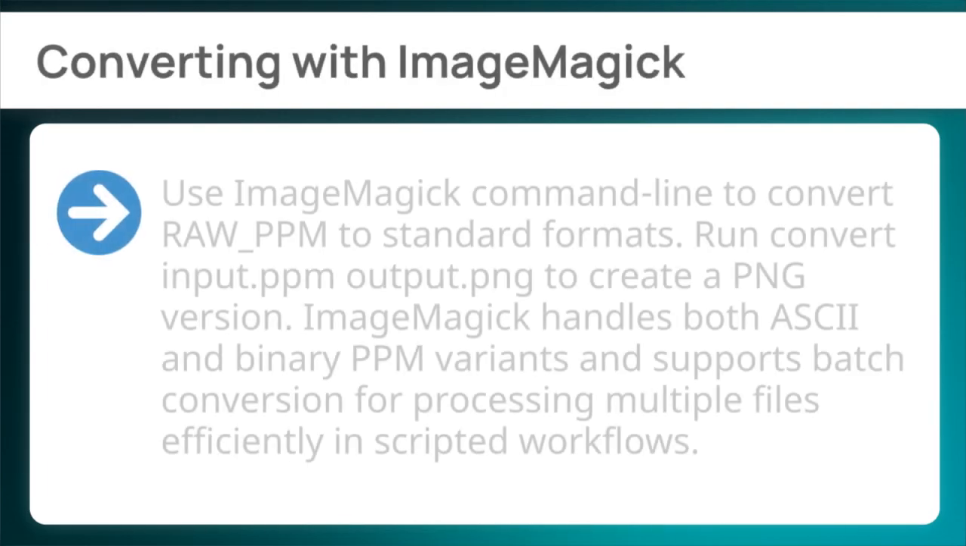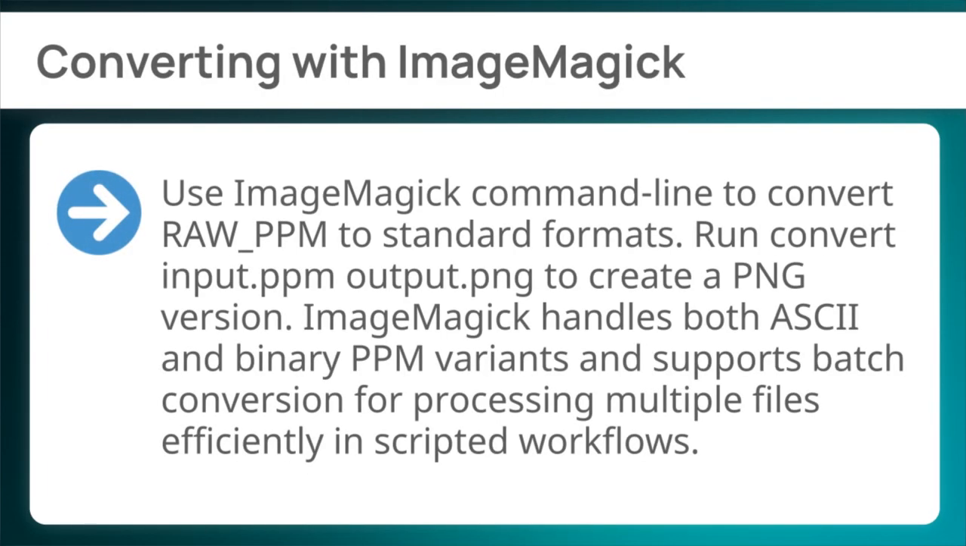Next, converting with ImageMagick. Use ImageMagick command line to convert raw PPM to standard formats. Run convert input.ppm output.png to create a PNG version. ImageMagick handles both ASCII and binary PPM variants and supports batch conversion for processing multiple files efficiently in scripted workflows.